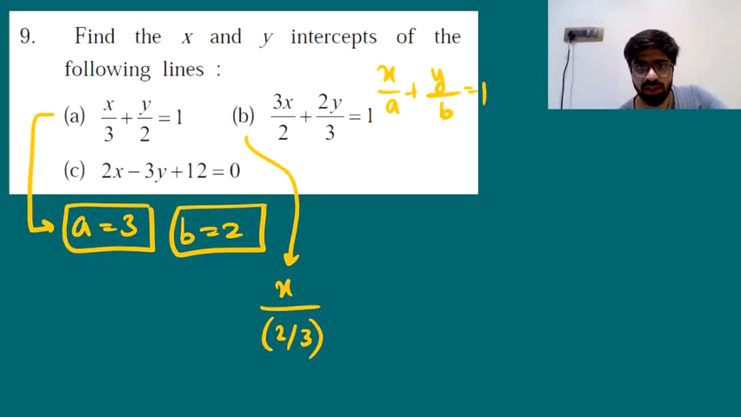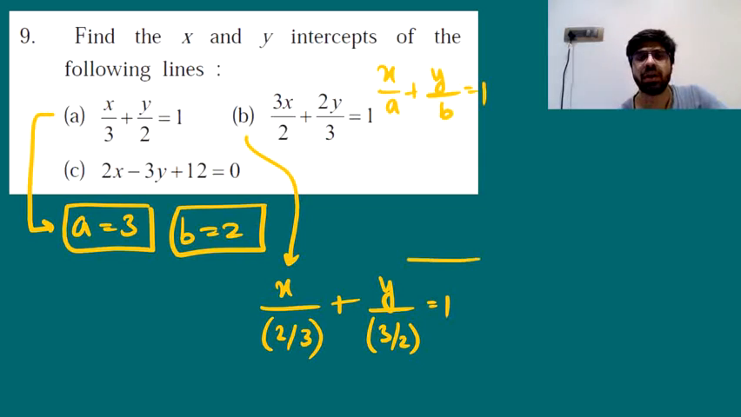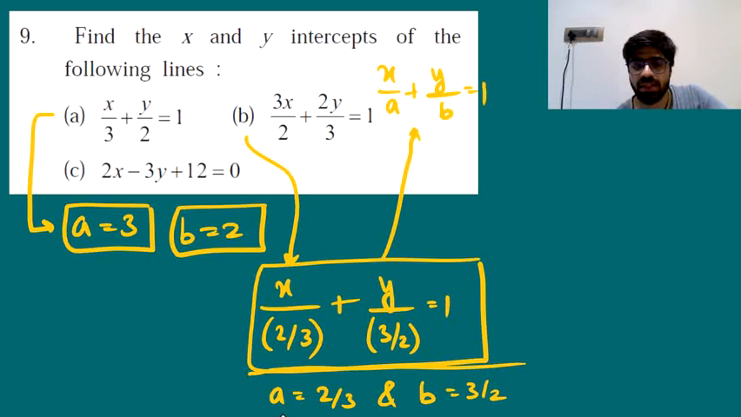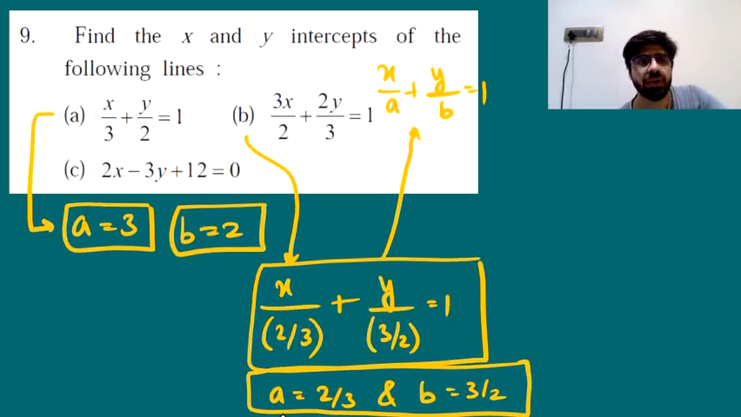If there's anyone who doesn't get this, you can say that in this particular term we are dividing the numerator and denominator by 3. So 3x upon 3 will give us x, and here it will be 2 upon 3. Similarly, this term will be rewritten as y divided by 3 upon 2 equal to 1. Now compare this equation with x upon a plus y upon b equal to 1. So your x-intercept will be 2 by 3 and your y-intercept will be equal to 3 by 2. That is, b will be equal to 3 by 2. And that's how we are answering the b part of the 9th question.